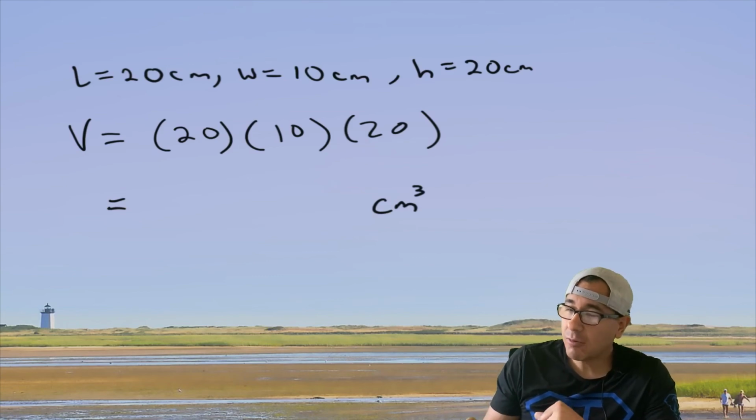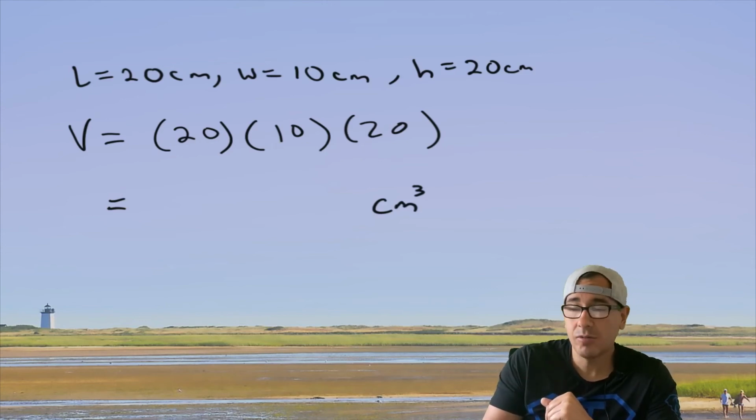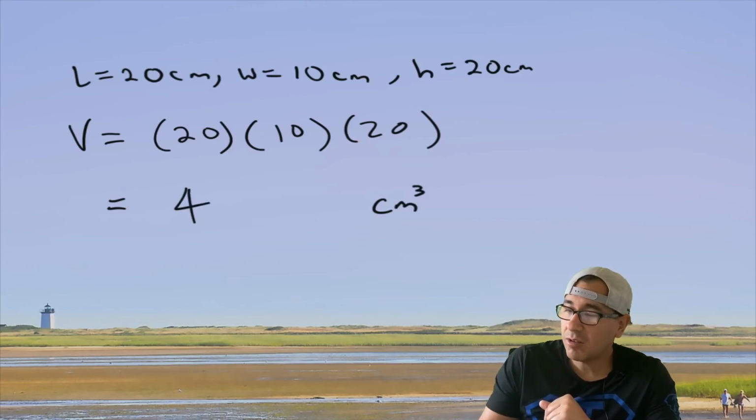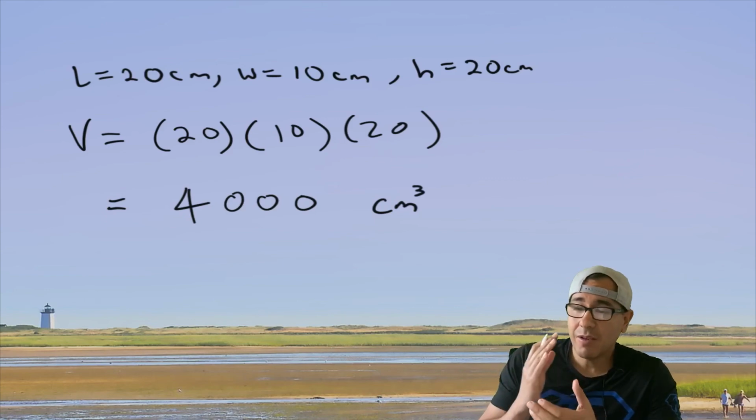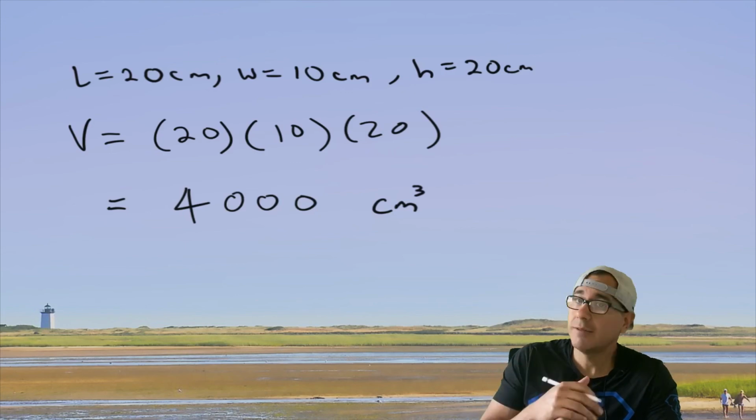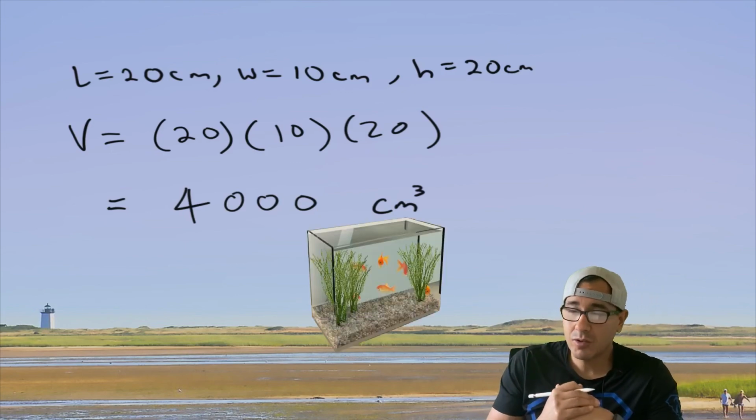And so now we go ahead and we multiply 20 times 10 times 20. Notice they have zeros. So I could just say 2 times 1, which is 2, times 2 is 4. And then I just count the total number of zeros I have. 1, 2, 3. So the total volume is 4,000 centimeters cubed of this fish tank. There we go. We found a new fish.